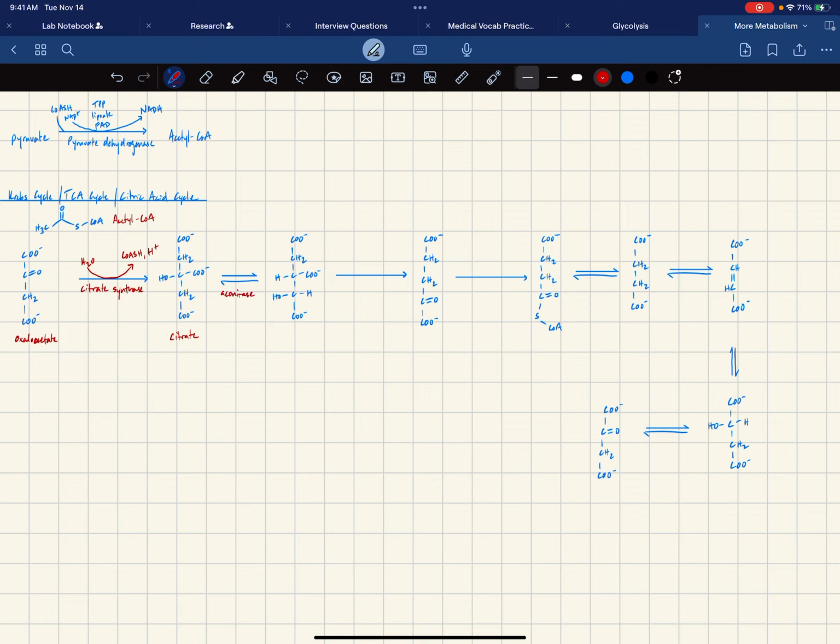Aconitase does this interesting mechanism where it basically recycles a water molecule, and it goes through a cis-aconitate intermediate to make isocitrate. It's called that because it's a slightly different citrate. Essentially, we moved this hydroxyl group down one carbon. So that's isocitrate. Isocitrate gets run through isocitrate dehydrogenase.